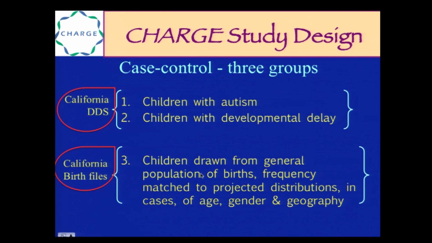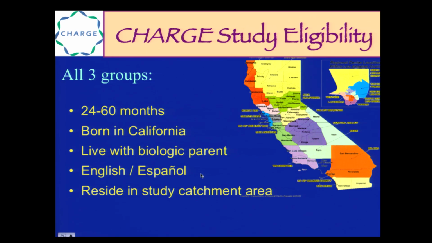And then the controls come from the birth files, and these are frequency matched to our projected distributions in the cases of age, gender, and geography. And we've had a great collaboration with the DDS on this. So these are the eligibility criteria for all of the 3 groups. They do have to be born in California, that's so that we can get their newborn blood spots, and live with a biologic parent and reside in the catchment area, and the parent speaks either English or Spanish.